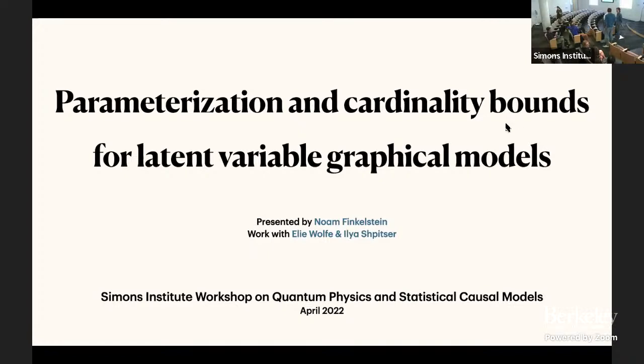Last talk is by Noam Finkelstein from, I believe, Cornell University. So he will present remotely. He will talk about parameterization and cardinality bounds for latent variable graphical models. Okay, go ahead.